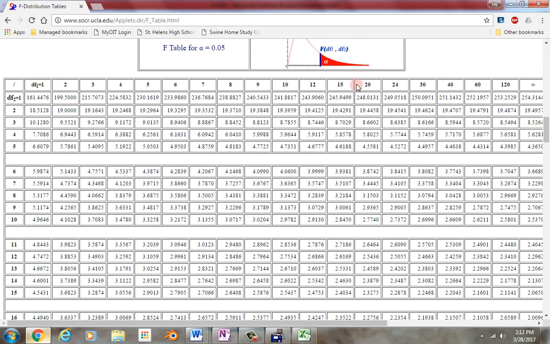So 19, which notice is not on here, and 12 is going to put me somewhere in the ballpark between 2.6, you see, and 2.5. You could actually average that and be pretty close. I'm going to call it 2.57 or something. Okay, that's what we had to do back in the old days.